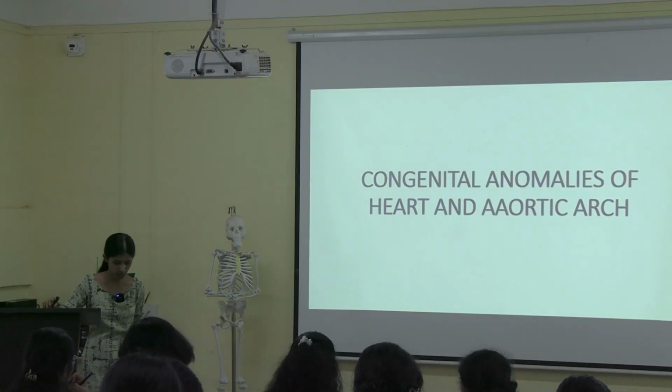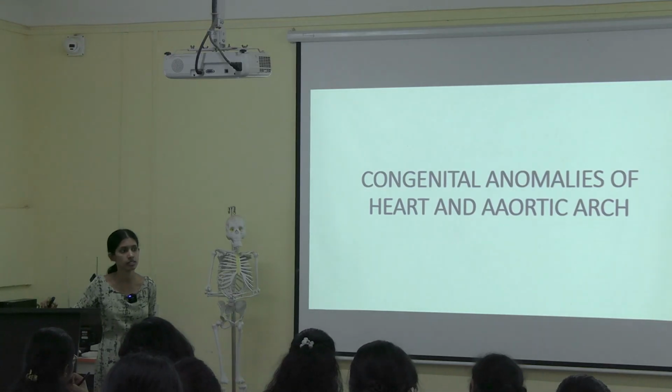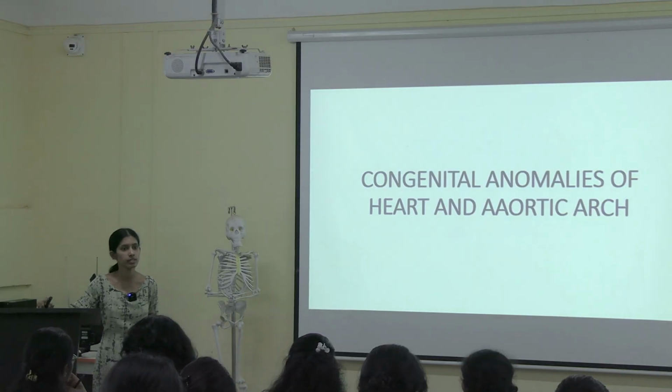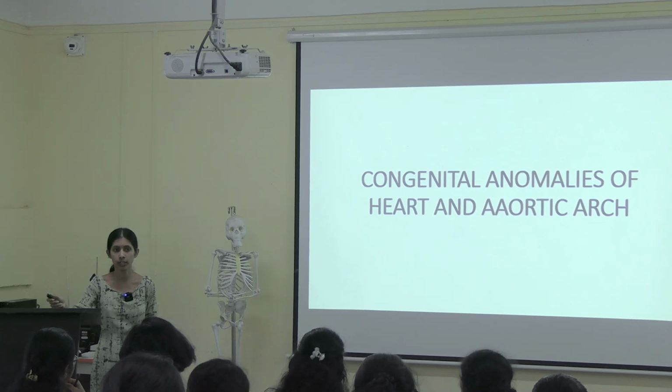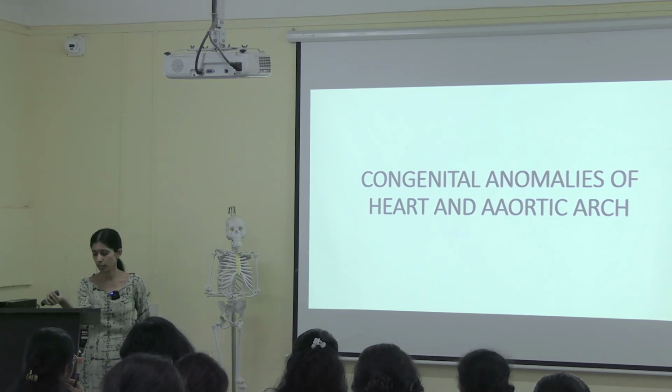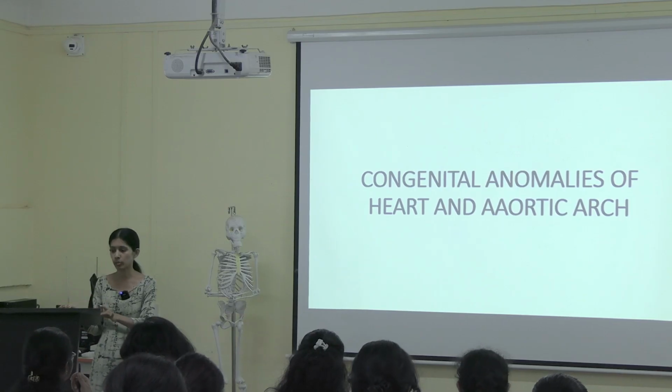And what is the source for the development of your arterial system? How many sources are there? 2 sources. What are those? Pharyngeal arch artery and dorsal aorta. Okay, fine. From which week to which week does the development take place?